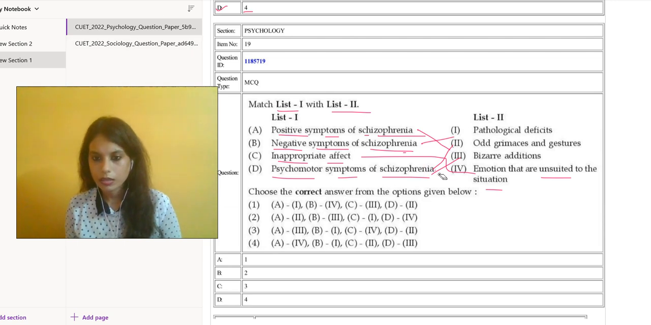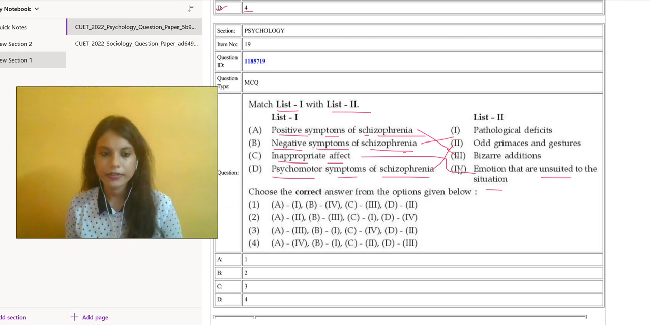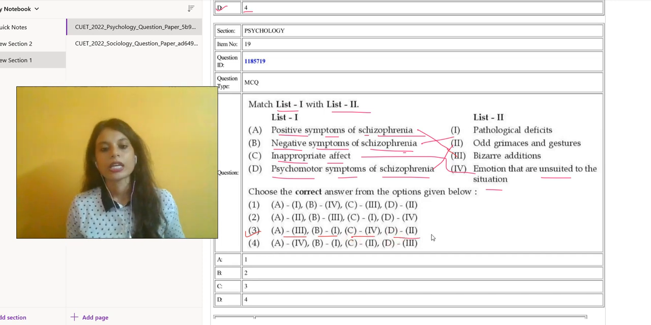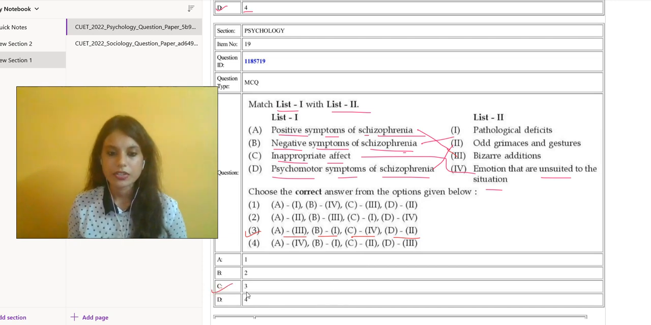I made a little bit wrong. So the first one will go with the third one, that is bizarre additions. So based on the following, we have to find our correct option. That is A with the third one, B with the first one, C with the fourth one, and D with the second one. So our correct answer would be C, which has option 3. Moving over to the next question.